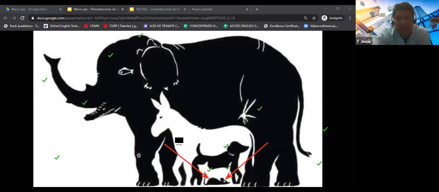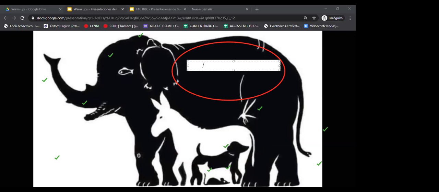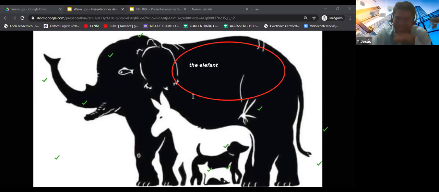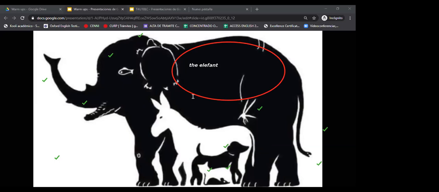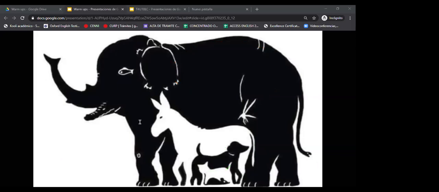Okay, there's a mouse right there, and there is one more animal. You know what animal that is? What is the other animal, teacher? Oh, yes, the elephant. The principal animal, no? Yeah, the main animal, yes. All right.